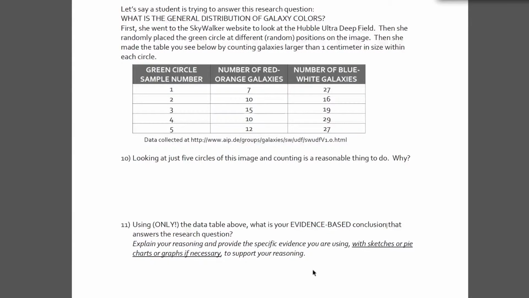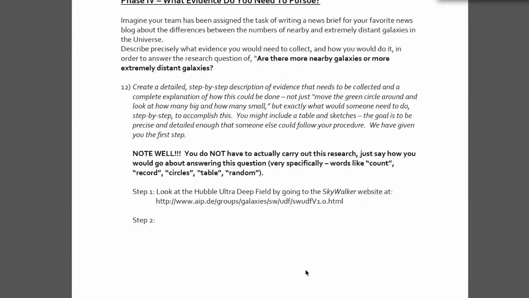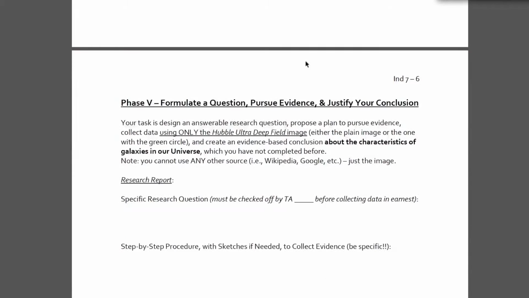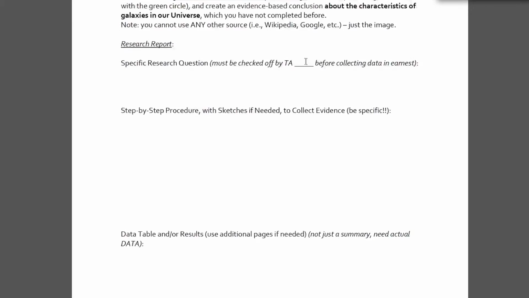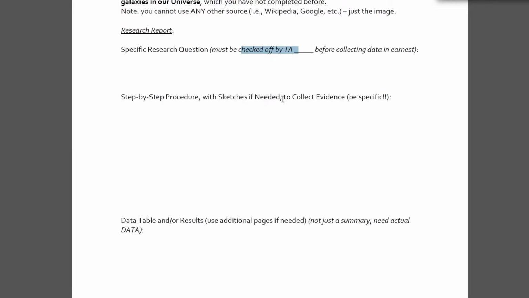Then phase 4 is actually making a procedure, an appropriate, specific procedure, given an actual research question. They're given the research question. They don't have to create it themselves, but they have to create the procedure. Then phase 5, which is the big kahuna, the big thing they're supposed to do, is to actually formulate the question. And they have to get it okayed by a TA or the instructor first. And then they start gathering their actual data after they've made their procedure.